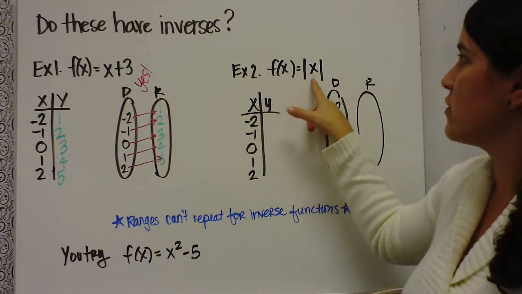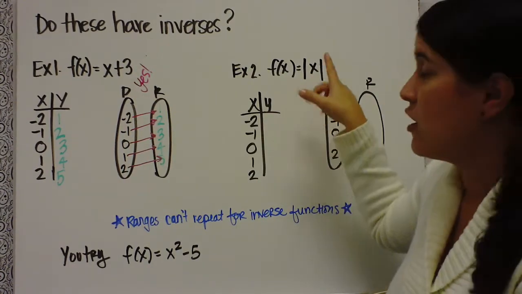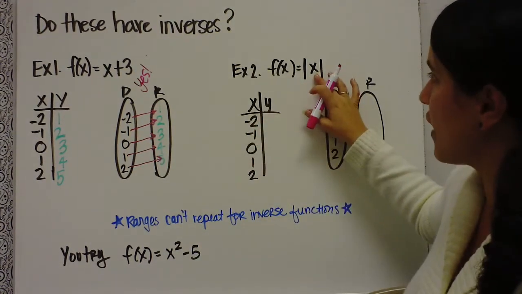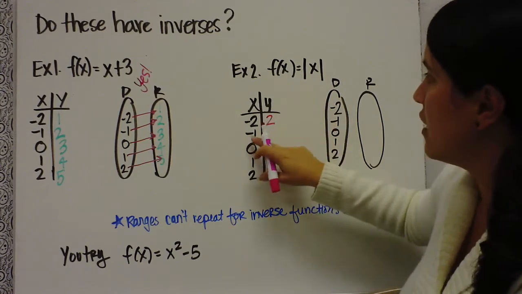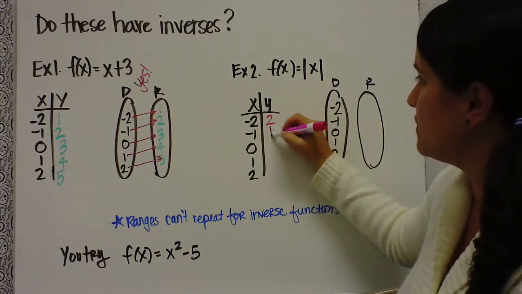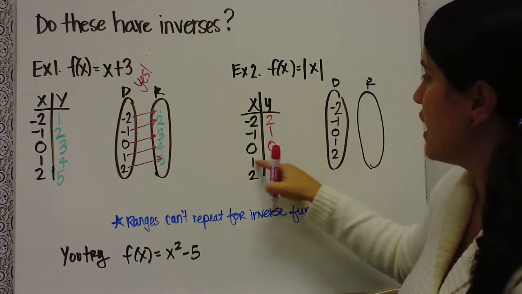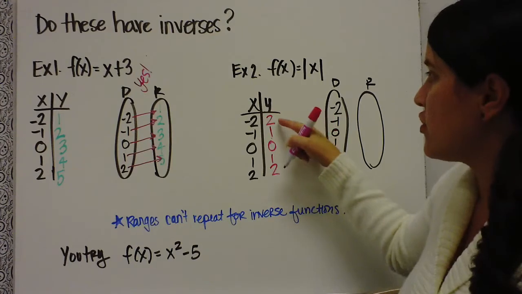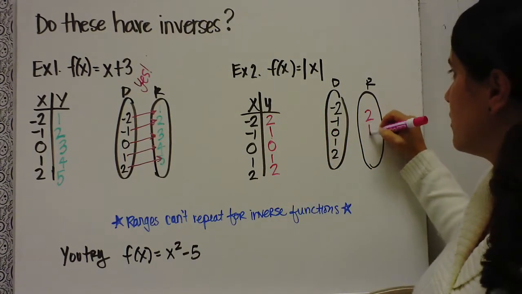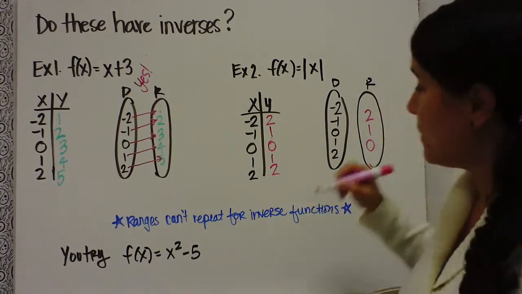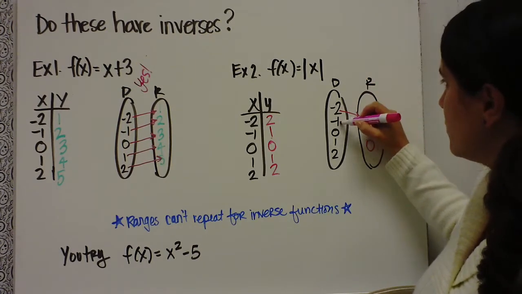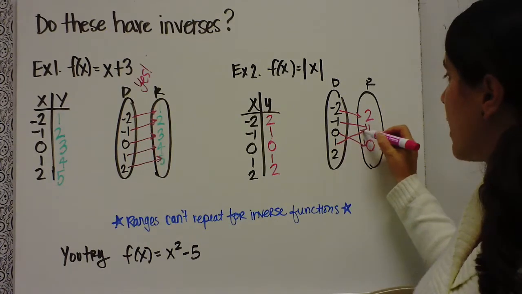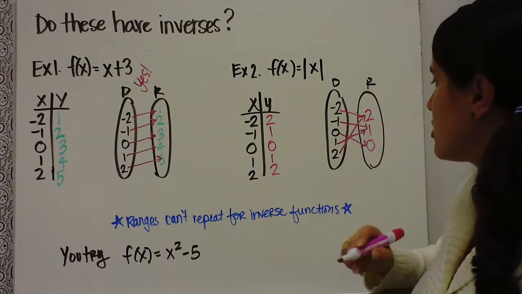Example 2, f of x equals the absolute value of x. To determine if it has an inverse, we need to look at mapping. So let's plug in some values. The absolute value of negative 2 is 2. The absolute value of negative 1 is 1. 0 is 0. The absolute value of 1 is 1, and the absolute value of 2 is 2. So you notice we have 2, 1, 0, 1, 2. When I map, negative 2 maps to 2, negative 1 maps to 1, 0 maps to 0. 1 also maps to 1, and 2 also maps to 2.